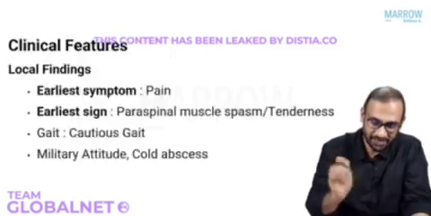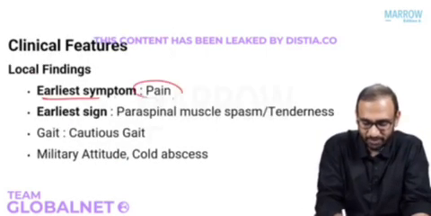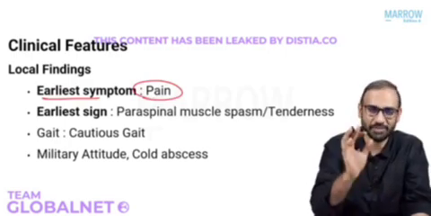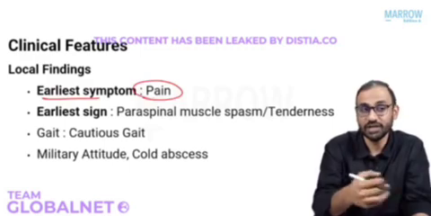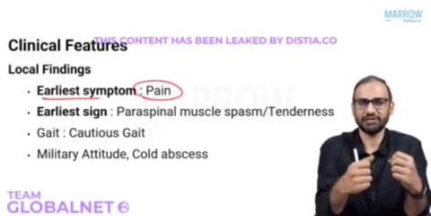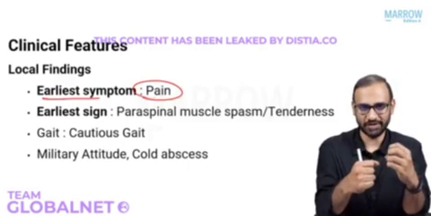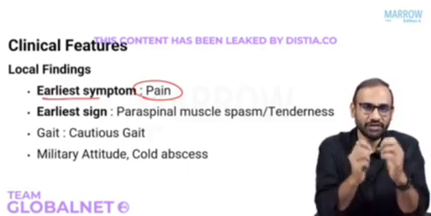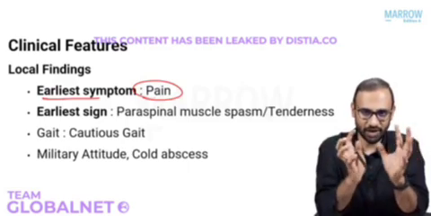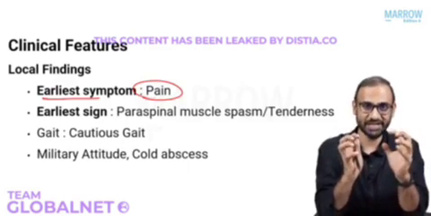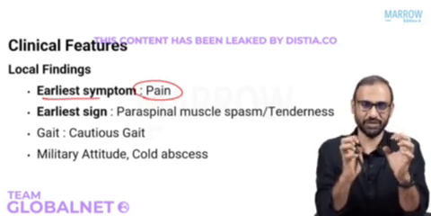The local finding, earliest finding or the earliest symptom would be pain. The patient will complain of pain in the spine or pain in the back. Which is the earliest symptom, pain in the back. Sometimes they ask you what is the earliest sign. Now listen to me. Because of this pain in the back, the patient will refuse to move the back. So if he wants to keep his back stiff and straight, what will he do? He will use the muscles around the spine to keep it in straight position. For that, the muscles have to be in spasm. The muscles have to be contracted.